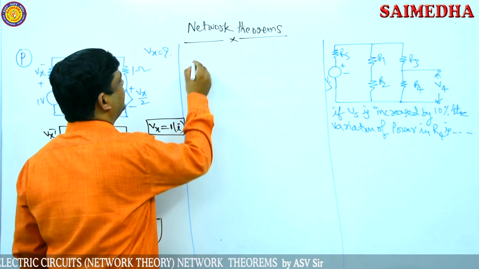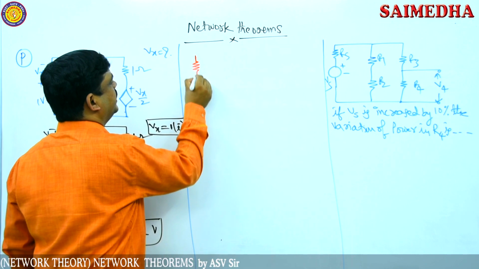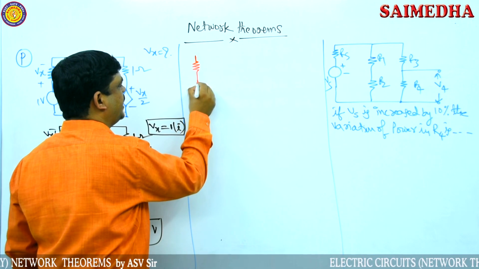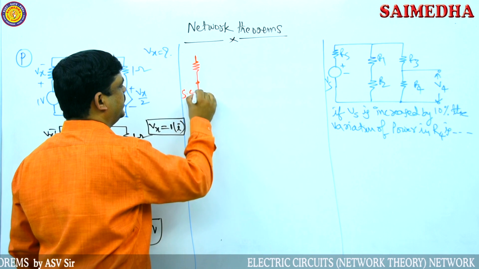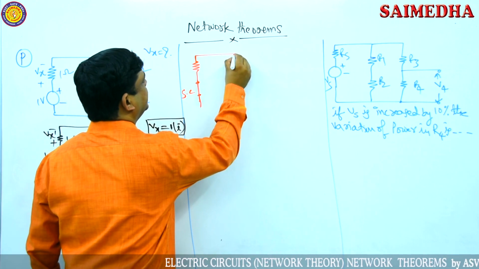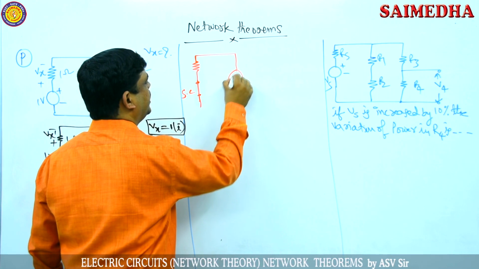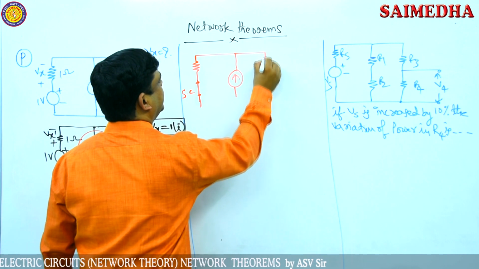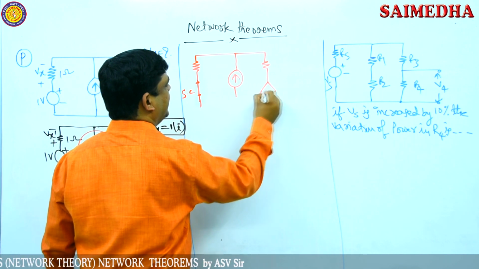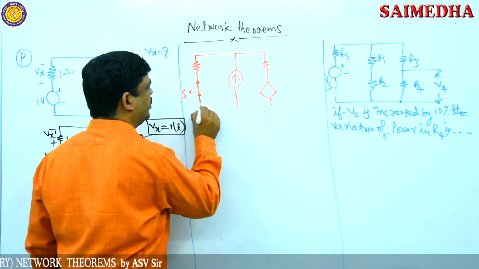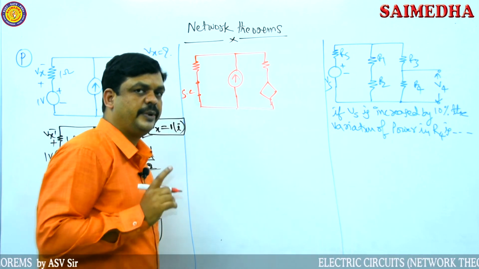The internal resistance of the voltage source is 0, so the voltage source acts as a short circuit. Here the voltage source is short circuited and the current source is connected as it is. Then the remaining network is as it is here. Don't change the remaining network. Only independent sources are eliminated.